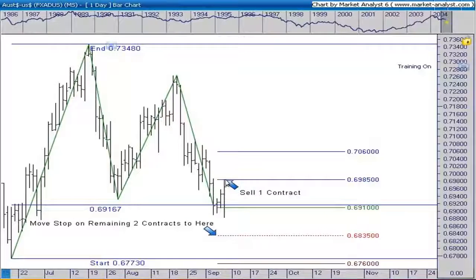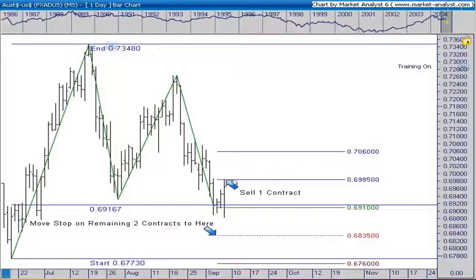So hopefully the market continues to go higher to our next target, which is at 70.60. This target here is equivalent to what our initial risk was when we put the trade on. Notice the distance from our entry level to where our initial stop was. There's our initial risk. So our second target is 100% of our initial risk, up here at 70.60.